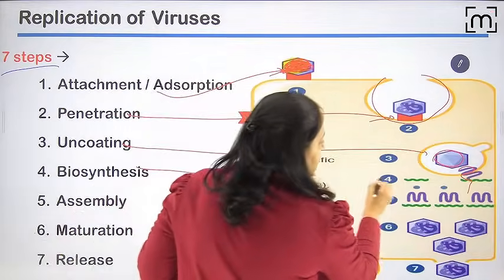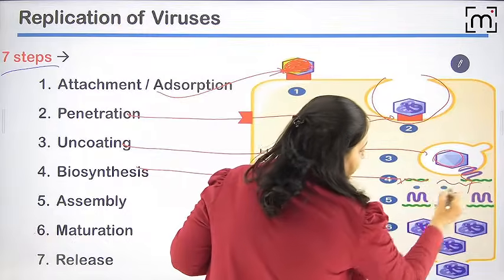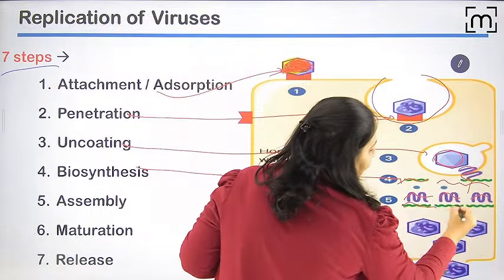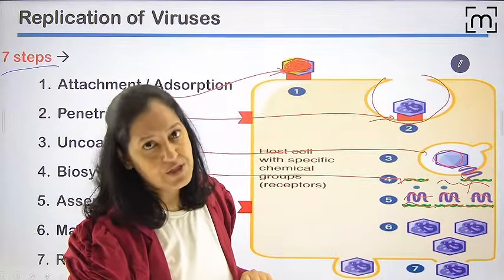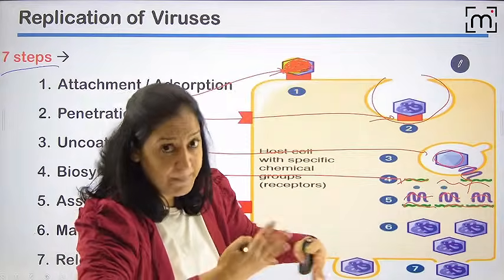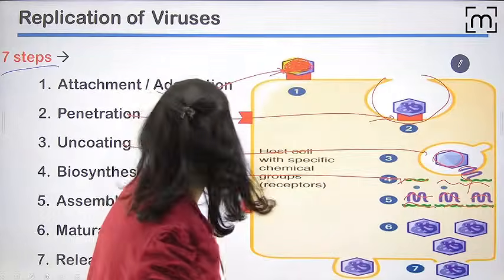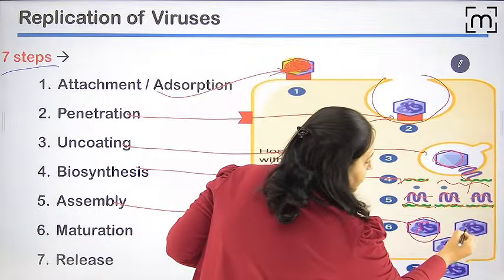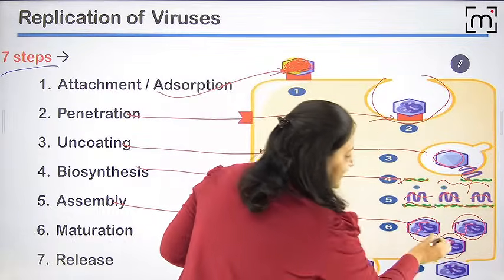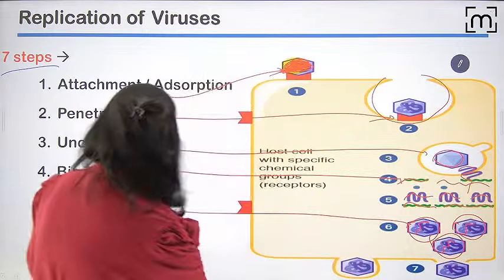Then biosynthesis. Multiple copies of capsid are formed and multiple copies of nucleic acid are formed using the host machinery and host metabolites. The next is assembly. In the assembly, one nucleic acid and one capsid combine. Then they will mature for some time.